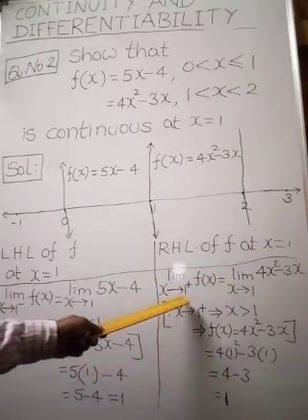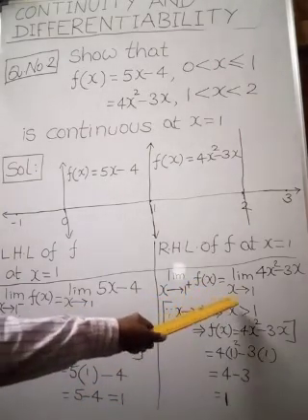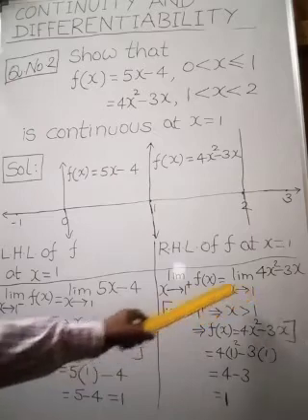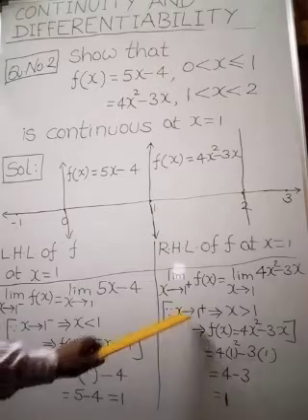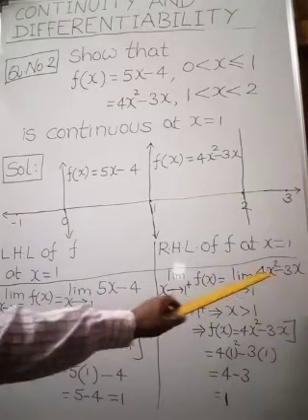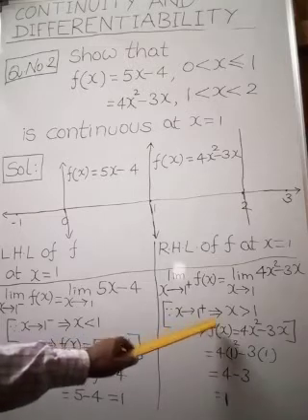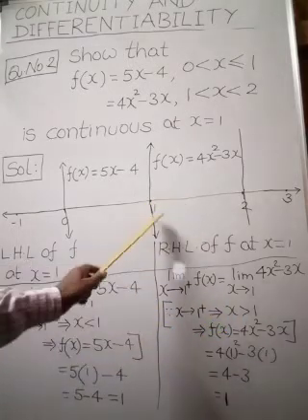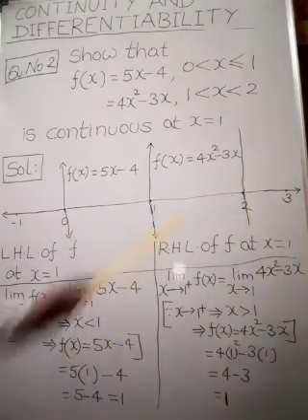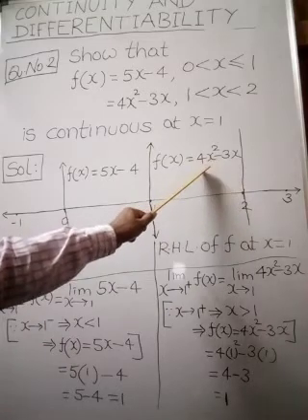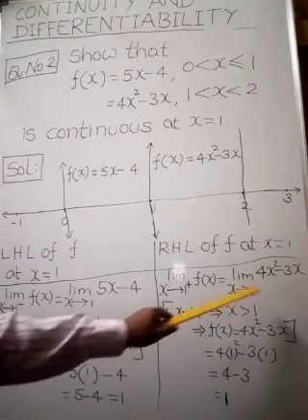As x tends to 1 plus, limit f of x is equal to, as x tends to 1, limit 4x square minus 3x. We wrote here 4x square minus 3x instead of f of x because as x tends to 1 plus means x is greater than 1. If x is greater than 1 and less than 2, how the function is defined? f of x is equal to 4x square minus 3x. That is why we take this function only, not this function. Understood this step, my dear children?